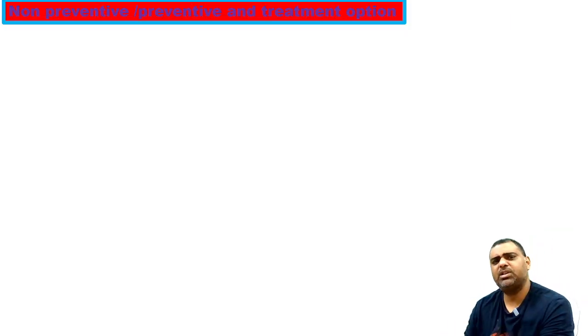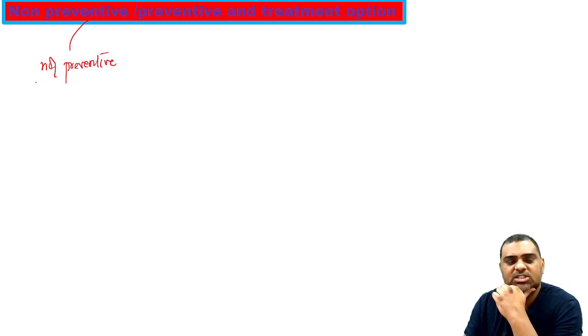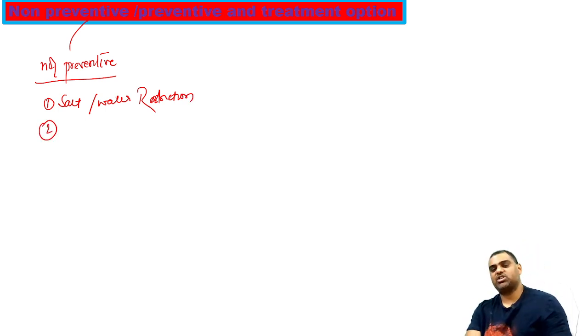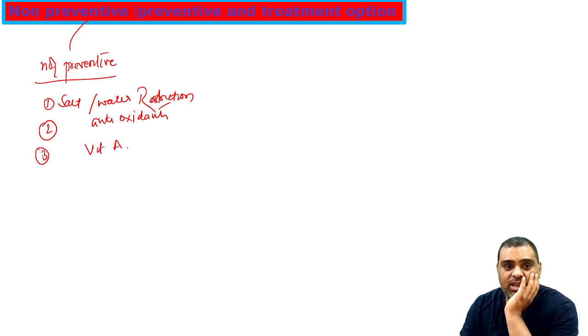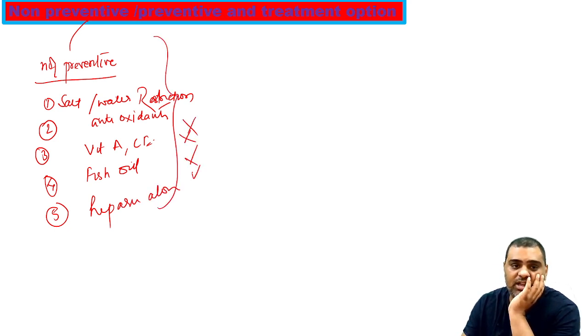Now, non-preventive, please remember, there are certain things which are not preventive. The things which are not preventive, you have to know. This is asked in questions, plus you can also advise it to people. Salt and water restriction has no benefit in preeclampsia. Antioxidants have no role. Vitamin A, C, and E, no role. Fish oil, there is no role. Heparin alone, no role. So please remember, all those things have no role.